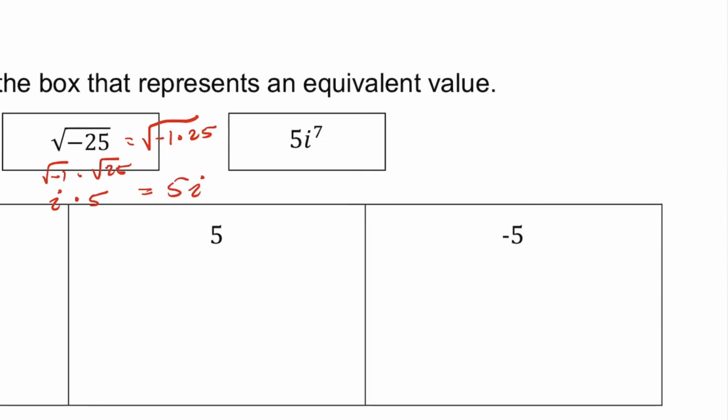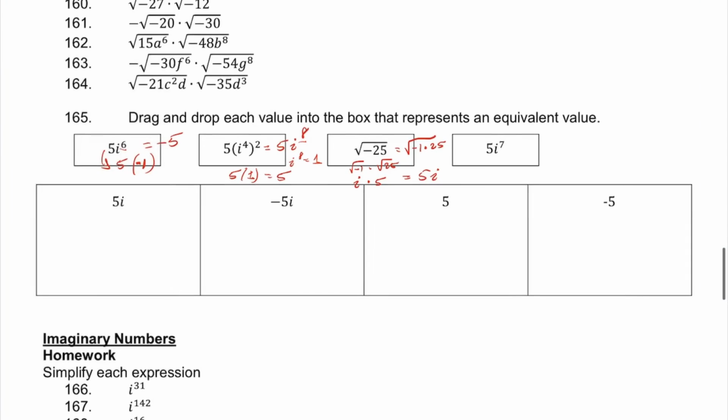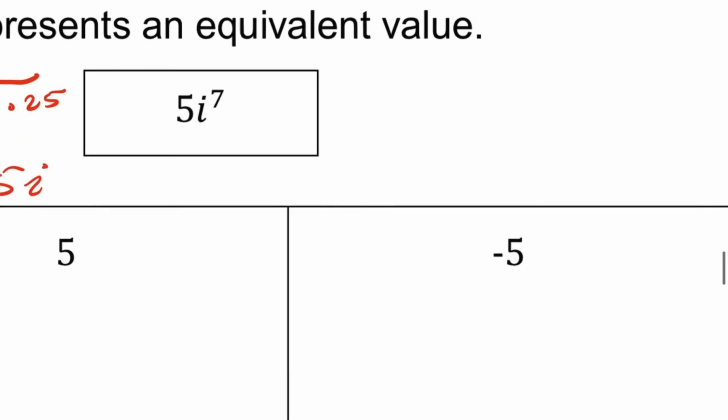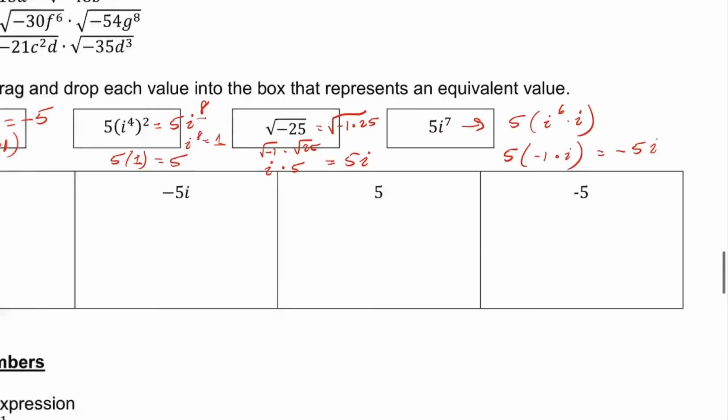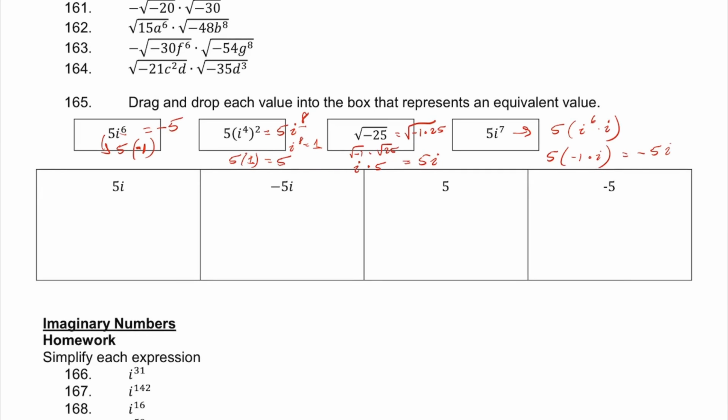And this 5i to the 7th is our last one. So of course it's going to be the remaining one, but just to simplify it, we have 5 times, now making the exponent even, i to the 6th times i, and since 6 is not a factor of 4, it's only a factor of 2, then that'll simplify to a -1 times i, so we'll have a -5i. So in sum, this will be the square root of -25.